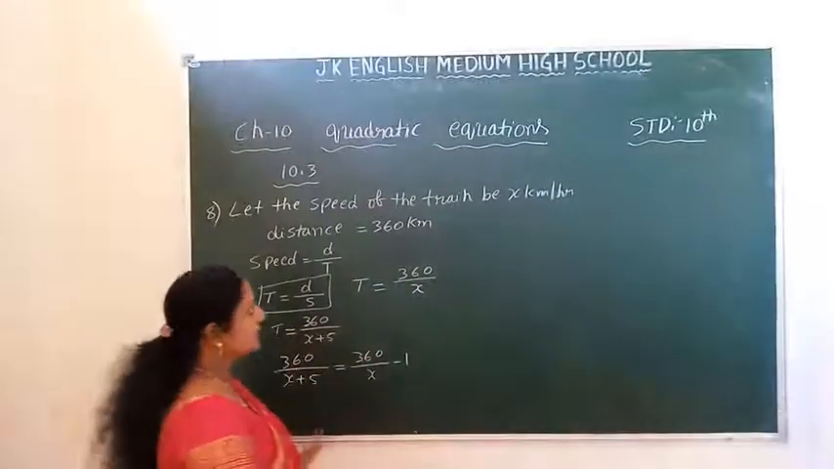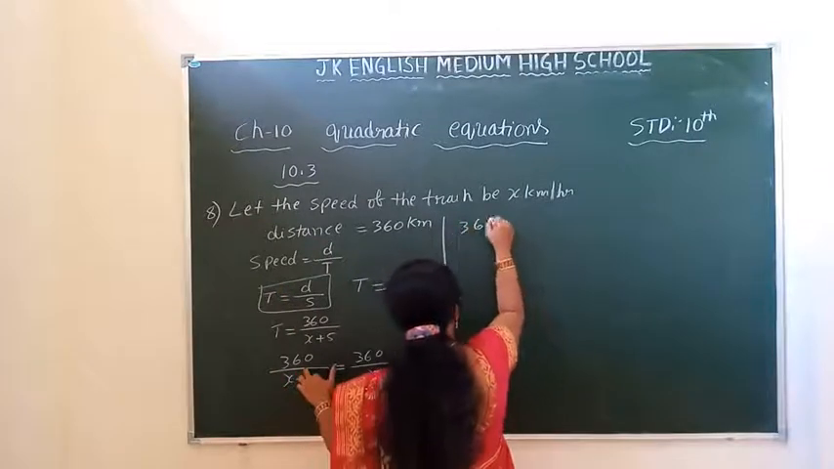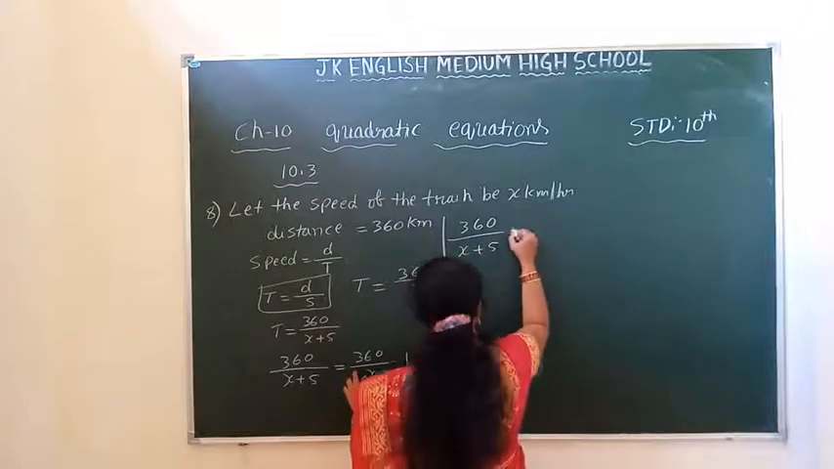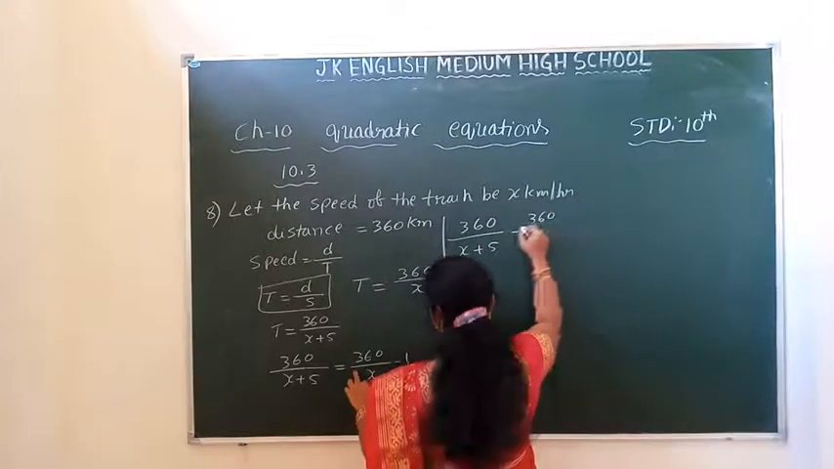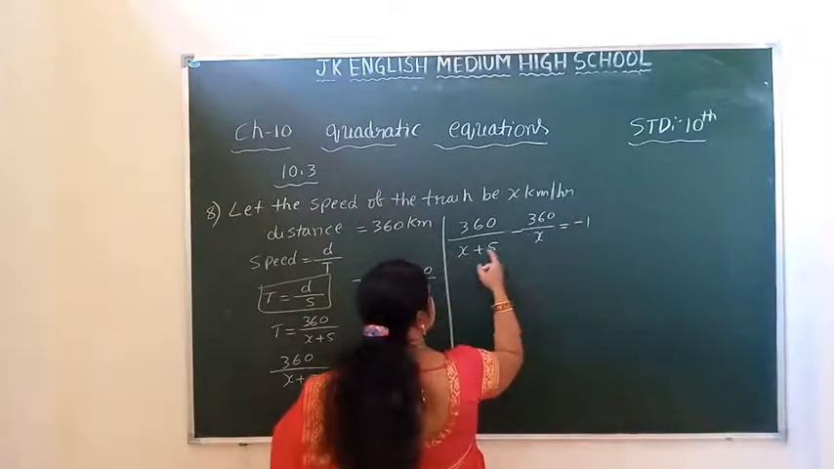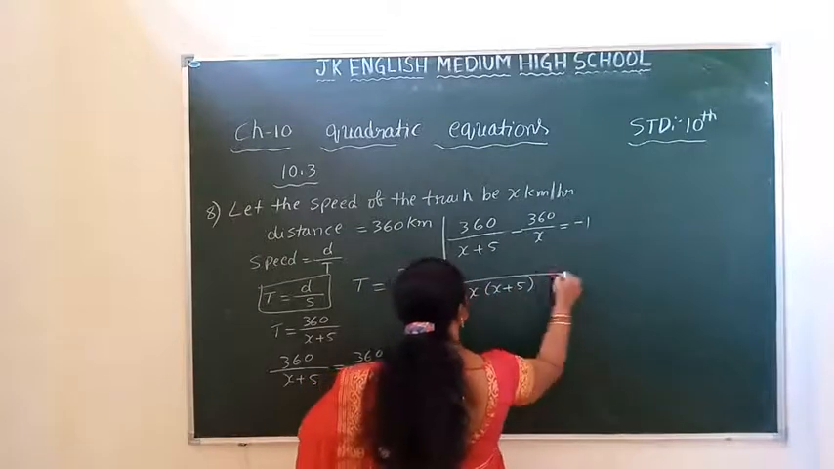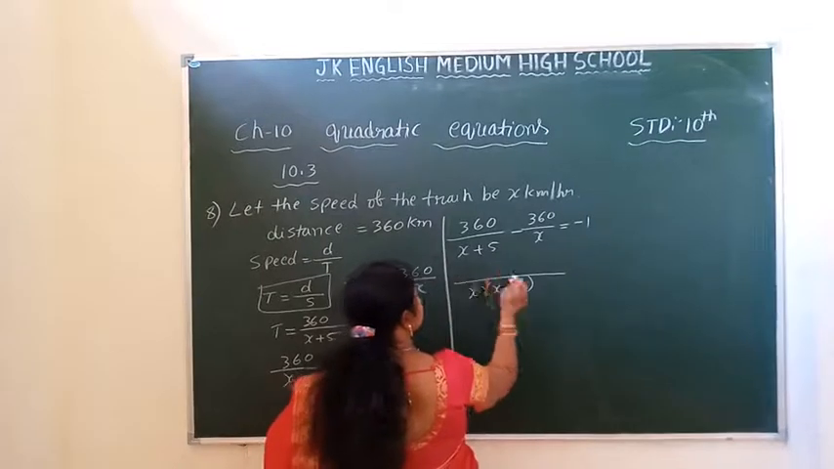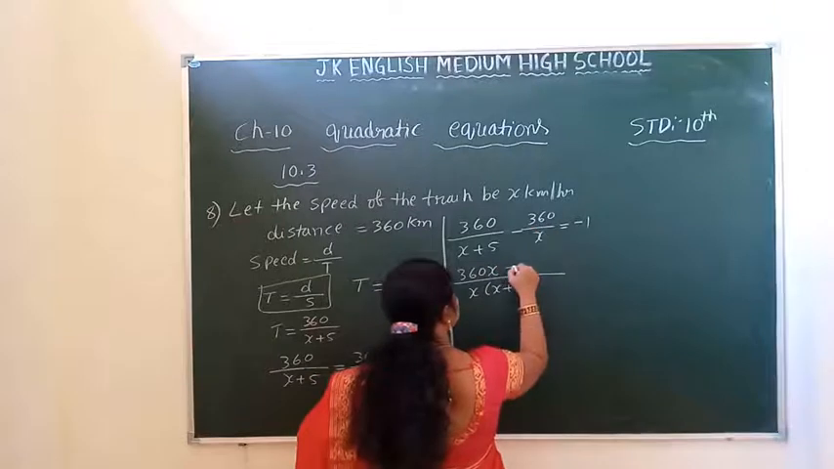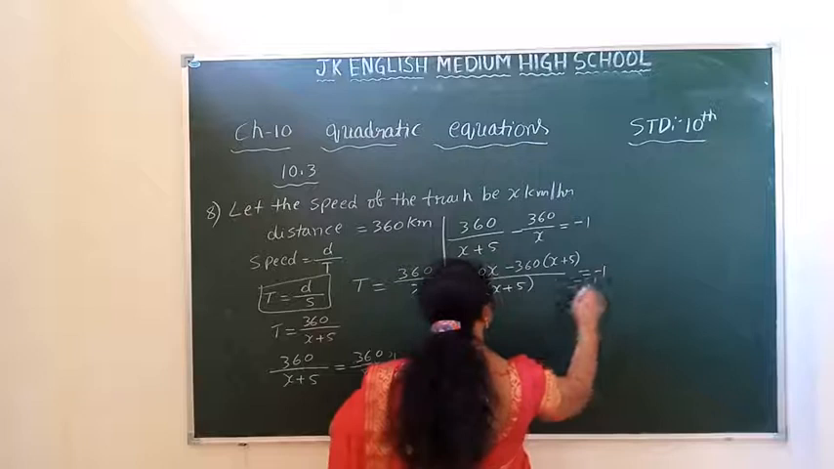You take it this side and simplify now. You reduce to the standard form of a quadratic equation. You take it this side, it becomes minus 360 divided by x is equal to minus 1. Then we will take the LCM x into x plus 5, so x into 360 is 360x, then you multiply with minus 360 into x plus 5 is equal to minus 1.